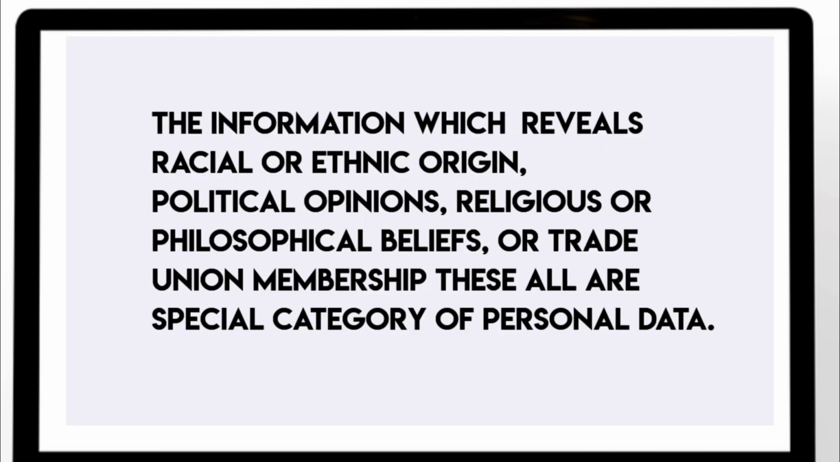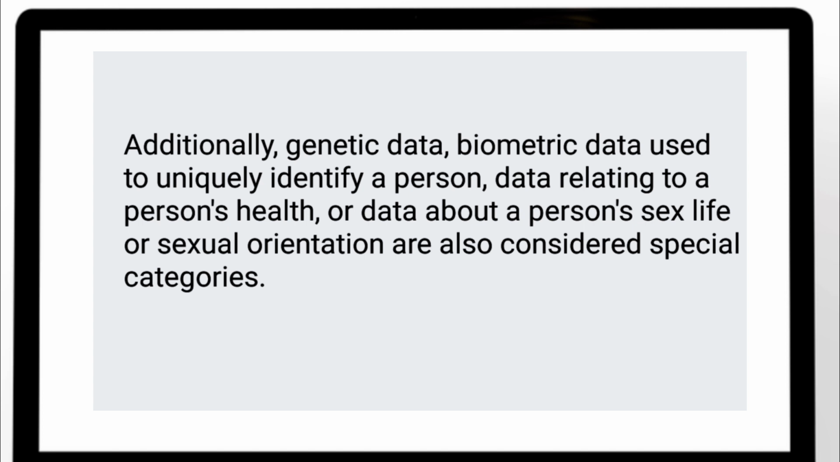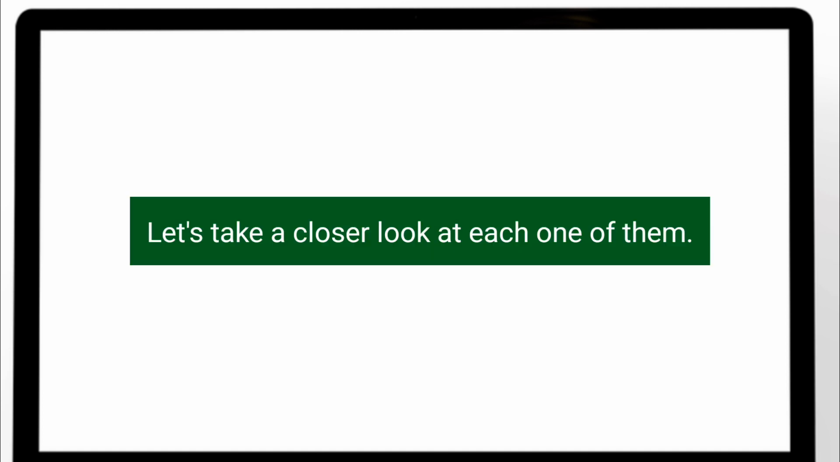In simple language, the information that reveals a person's racial or ethnic origin, political opinions, religious or philosophical beliefs, or trade union membership. These all are special categories of personal data. Additionally, genetic data, biometric data used to uniquely identify a person, data relating to a person's health, or data about a person's sex life or sexual orientation are also considered special categories. Let's take a closer look at each one of them.